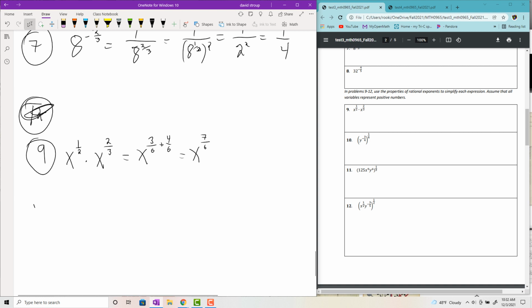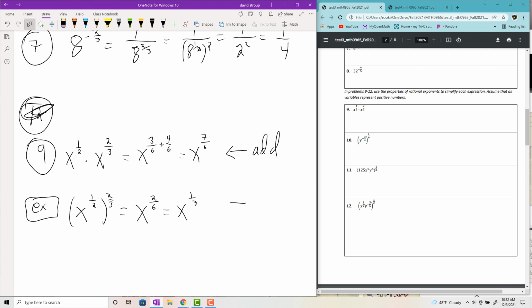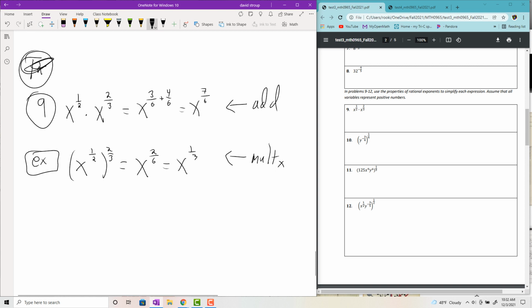The one where you would multiply would be if you have like a parentheses, x to the 1/2 raised to the 2/3. Then you multiply. Okay, so that would be x to the 2/6, and then you have to reduce, that's x to the 1/3. It seems like every class I take when I was beginning in math, I'd have to remind myself of those rules. So I totally get it. I'm just trying to get you to stop making mistakes.